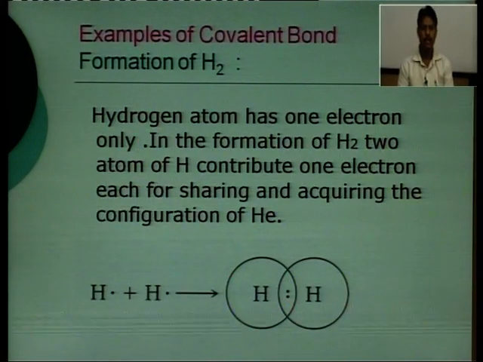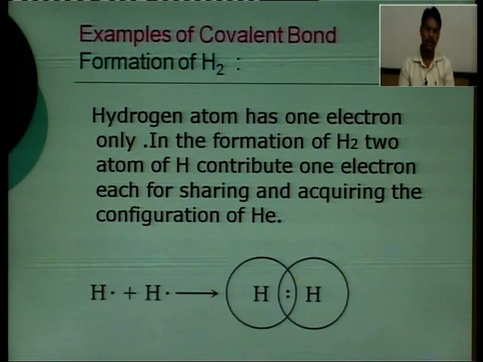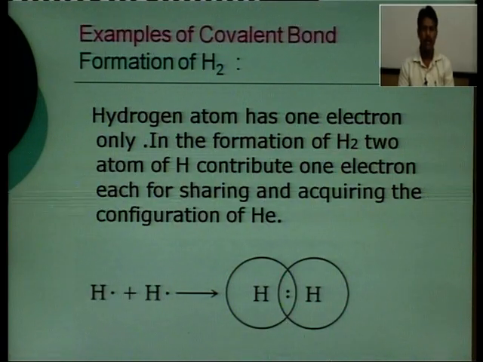In this picture the electrons are shared between them, but in the ionic bond one atom transfers an electron to another atom. So in covalent bond the electrons are shared between them. This is an example of a hydrogen molecule.